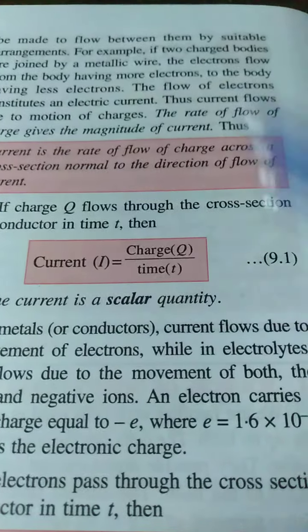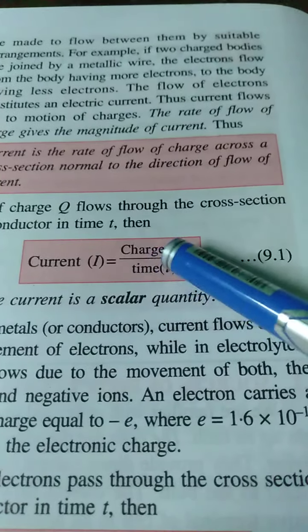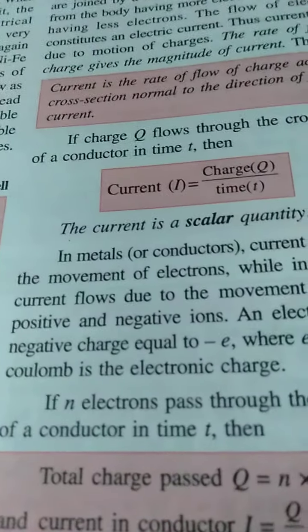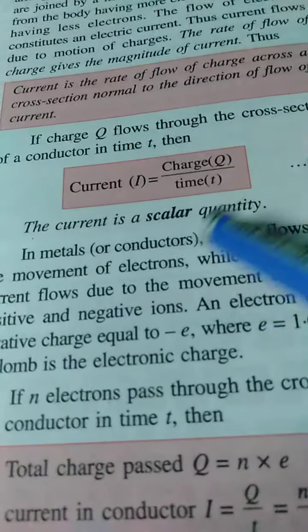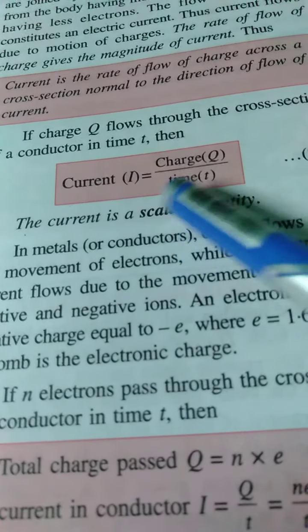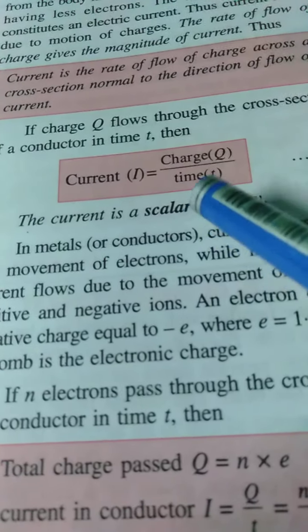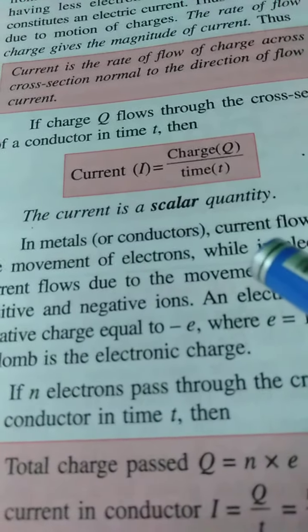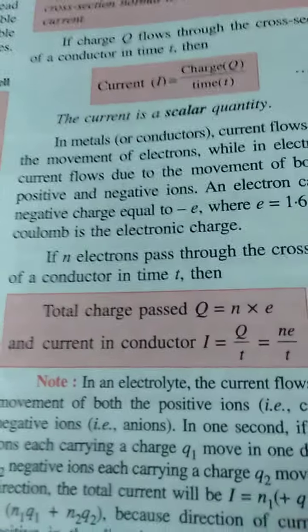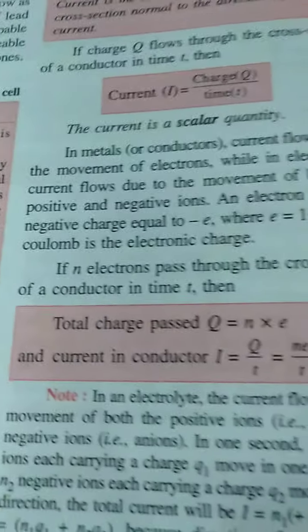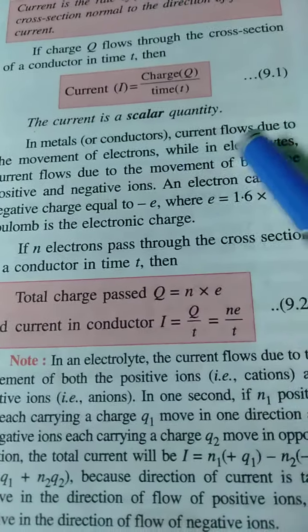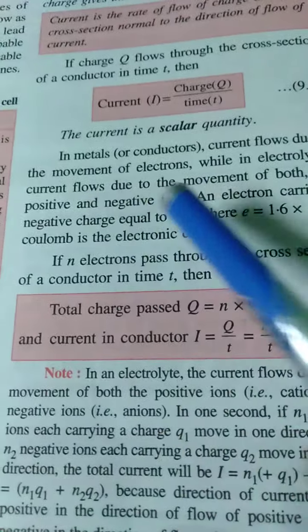So the formula of current is given here. You can see current is equal to charge by time. It has no direction. Obviously it has direction, but still we consider it a scalar quantity. We don't consider it a vector quantity. Why? This is studied in higher class. Current has direction, still it is not considered a vector quantity because it does not follow the rules of vector addition. In metals, conductors, current flows due to the presence of free electrons.